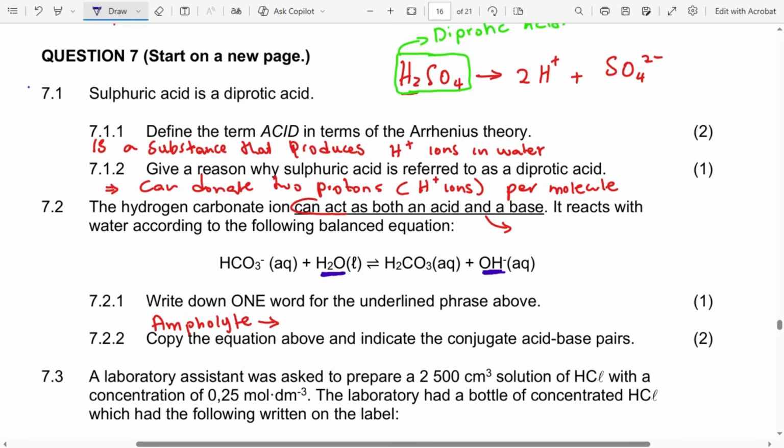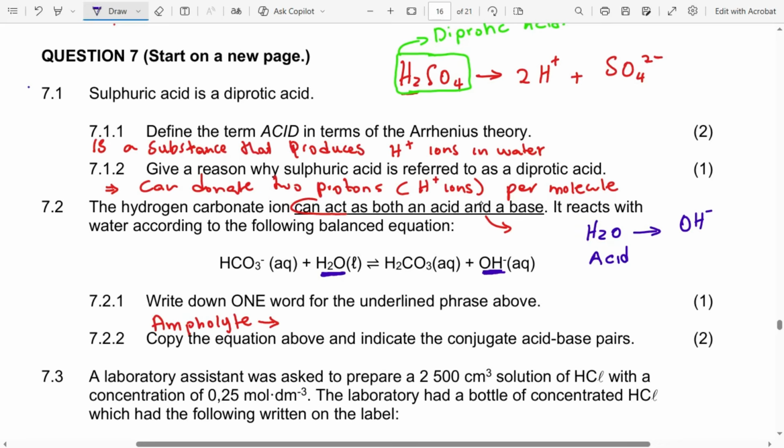Now remember, in order for you to understand which one will be an acid and which one will be the conjugate base, this is what you're going to do. We have the water, which is H2O. It loses the H plus and then it becomes the OH minus. So the H2O, this is your acid, because remember, acid is what we call a proton donor. The one that gives away the H plus is a proton donor.